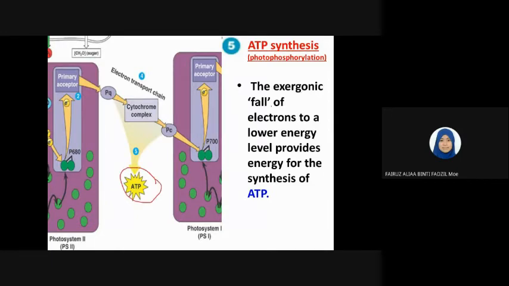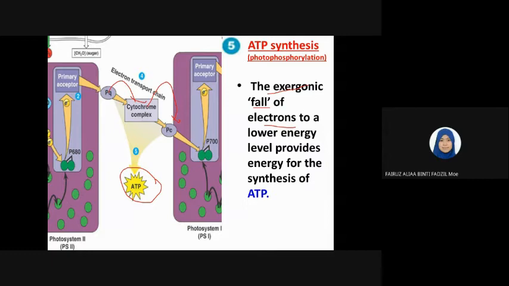So the exergonic flow of electrons to a lower energy level provides energy for the synthesis of ATP. Just like what we learned in cellular respiration, once the electron is transferred from one electron carrier to another, energy is released. That's why it's called exergonic flow. Exergonic flow means a process that releases energy. So when the electron is transferred, there is an energy release.